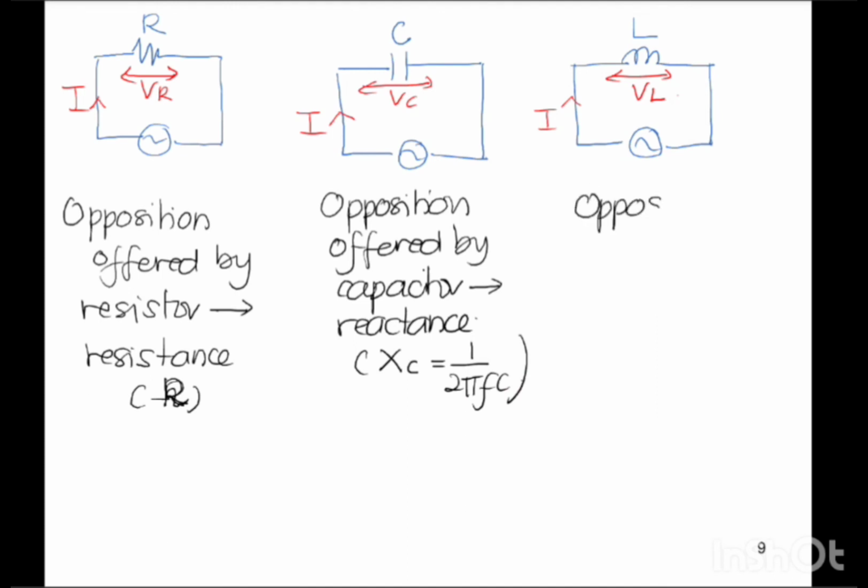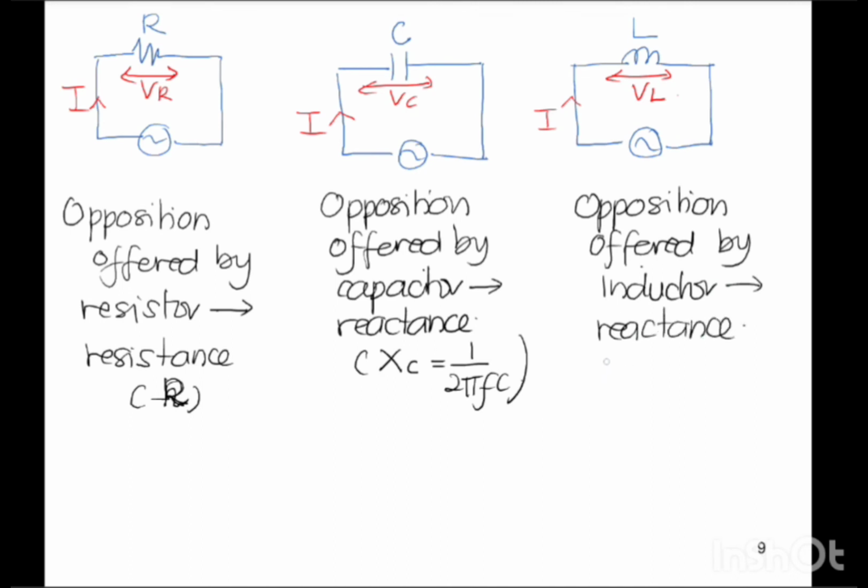The opposition offered by an inductor, we call it reactance in the inductor. So the symbol is XL equals 2 pi fL. So for this one, when the frequency increases, XC will decrease. For this one, when the frequency increases, XL will increase, directly proportional.